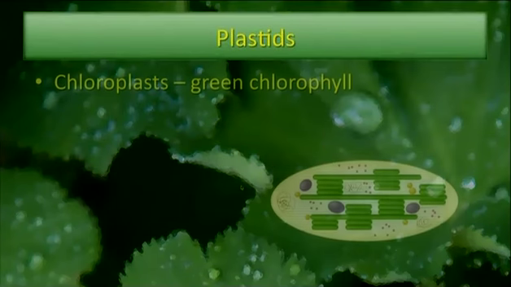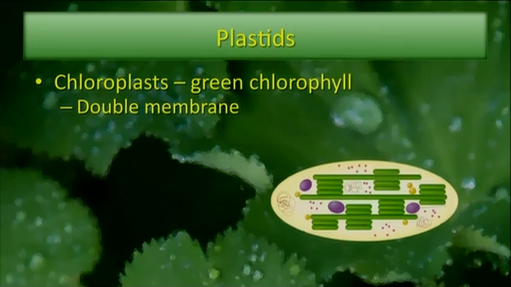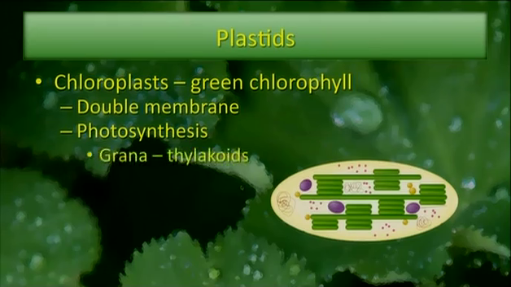Now we have the plastids. The most important of these plastids, of course, all of them are important, but the most important for the future of the planet are the chloroplasts, which have green chlorophyll and other pigments within them. They have a double membrane around them, and they function in photosynthesis, the most important biochemical reaction on Earth.